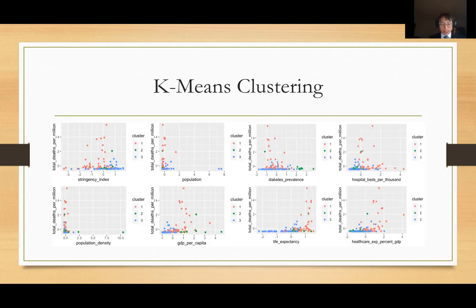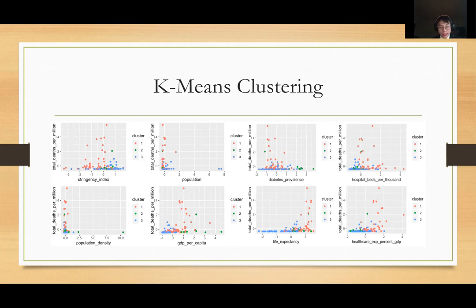So we can look at these k-means clusters in detail. As we can see in these tables, we have several different factors, both social and economic variables, like GDP per capita, stringency index, and life expectancy. It shows considerable power in categorizing severity levels into three different groups.